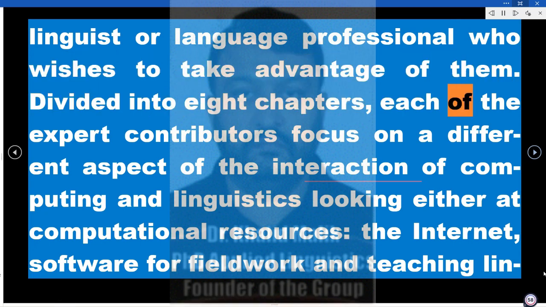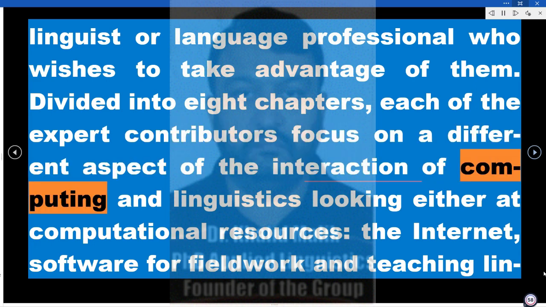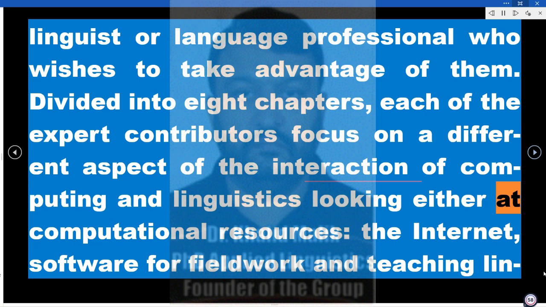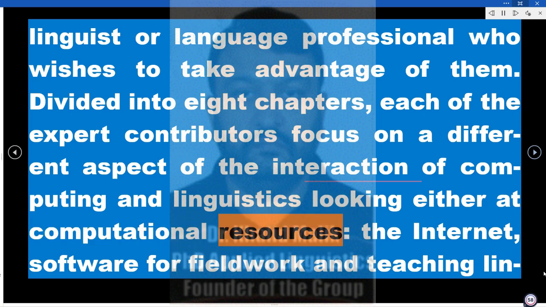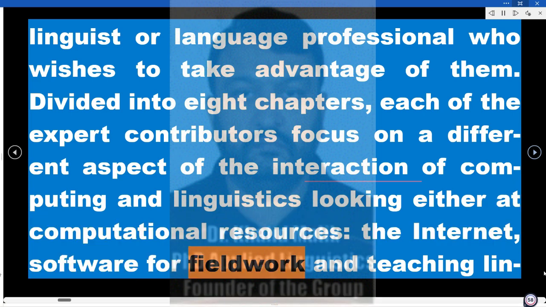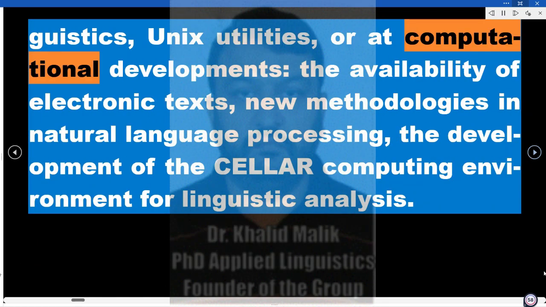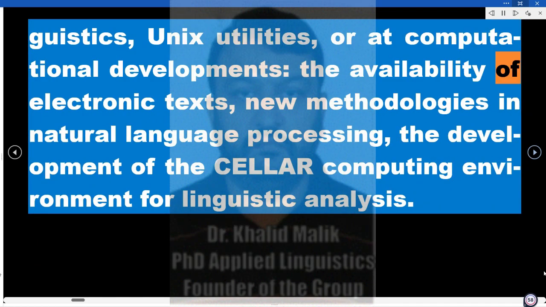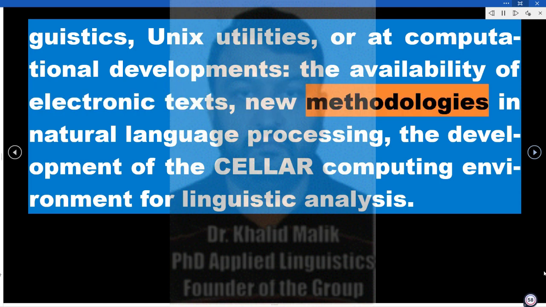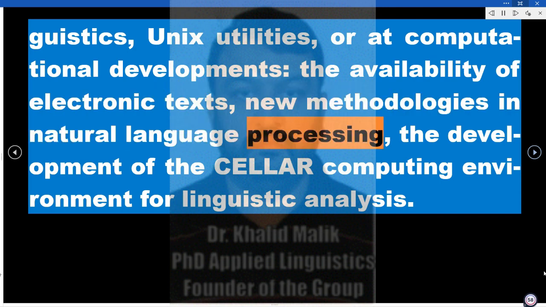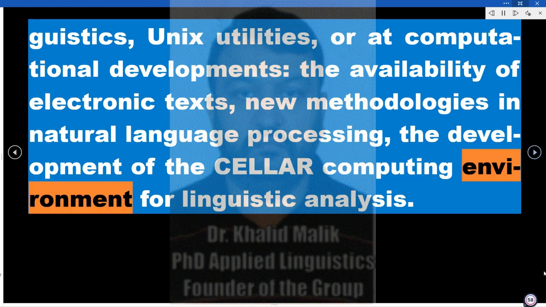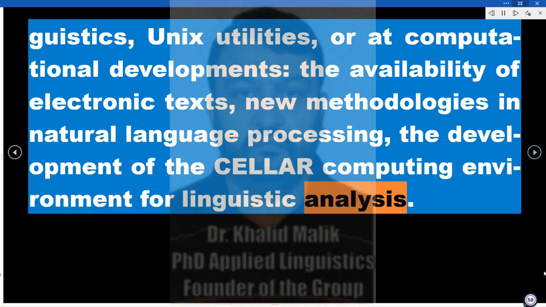Divided into 8 chapters, each of the expert contributors focuses on a different aspect of the interaction of computing and linguistics, looking either at computational resources, the internet, software for fieldwork and teaching linguistics, Unix utilities, or at computational developments, the availability of electronic texts, new methodologies in natural language processing, the development of the cellular computing environment for linguistic analysis.